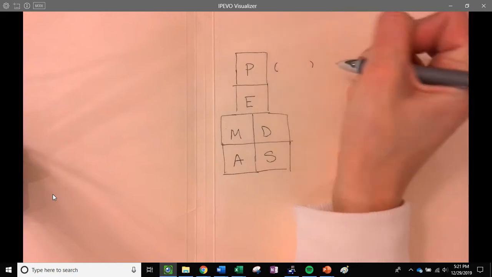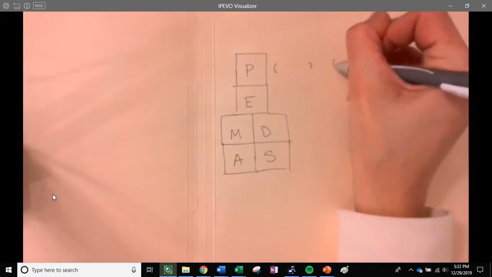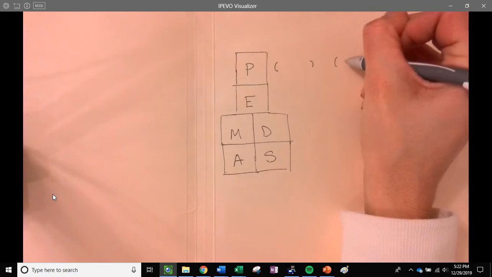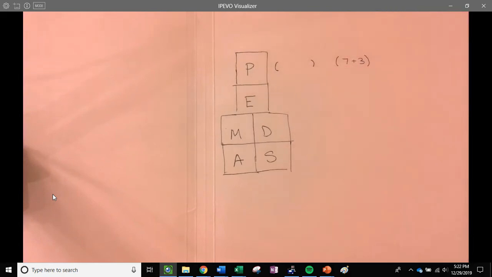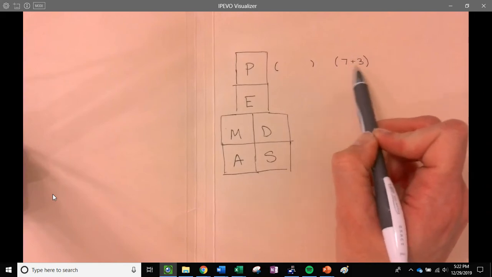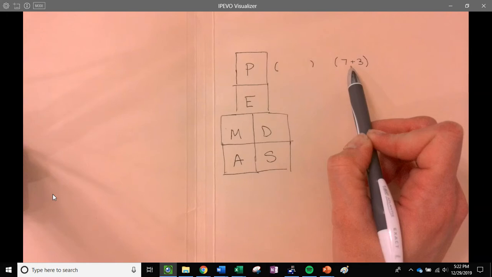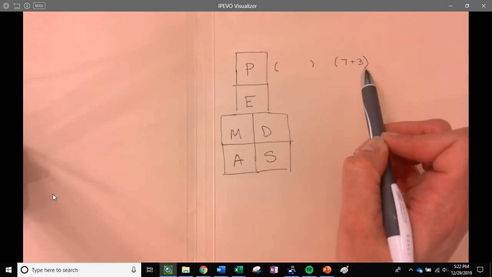I'm not going to write the word parentheses because I'm probably going to misspell it, and you all know what it is. When you see items inside parentheses, like if you see a set of parentheses and you see 7 plus 3 inside, your first step in solving whatever expression includes something like this is to evaluate what's inside the parentheses first. You're going to perform the operation that you are being asked to perform inside the parentheses.